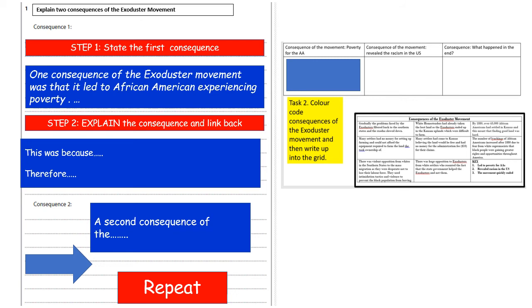and I can link back. So success in this answer will be one clearly explained consequence to do with poverty with lots of supporting detail and explanation and a link back, and then a second consequence explained perhaps to do with how the Exoduster movement revealed racism in the West, again with lots of evidence. So you need to pause the video now, and you need to have last lesson's work to hand, and you need to construct two clear paragraphs following the structure recommended for this answer. Okay, pause the video, Year 10, well done.